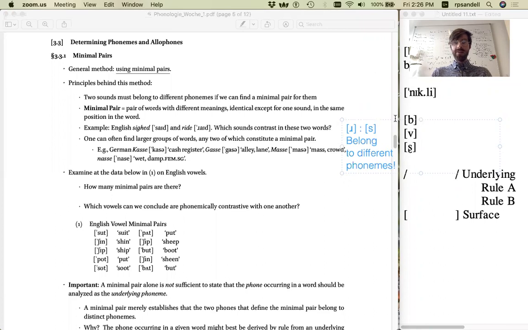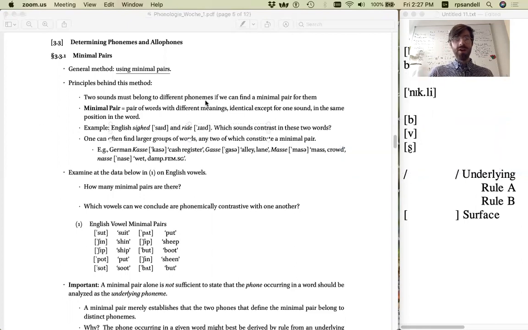As I'll emphasize later on, this doesn't mean that the sounds S and R themselves should be chosen as the underlying representations. In this case, it's probably the case that in my variety of English, yes, there are underlying sounds, S and R, but the minimal pair itself doesn't establish this. We have to use some other methods, which we'll talk about in due course.